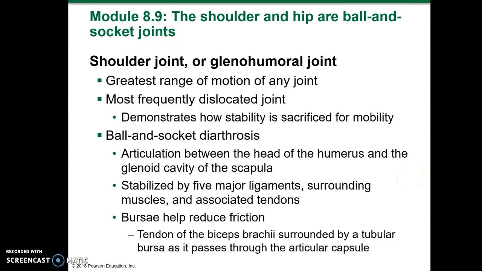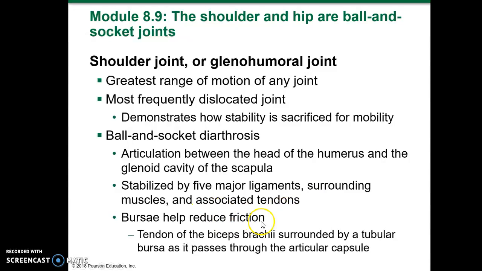If we look at some specific joints, the shoulder joint or glenohumeral joint has the greatest range of motion of any of the joints and also is the most frequently dislocated. This shows how the stability is sacrificed for mobility. It is a ball and socket diarthrosis, the articulation between the head of the humerus and the glenoid cavity of the scapula. It's stabilized by 5 major ligaments that surround the muscles and associated tendons.